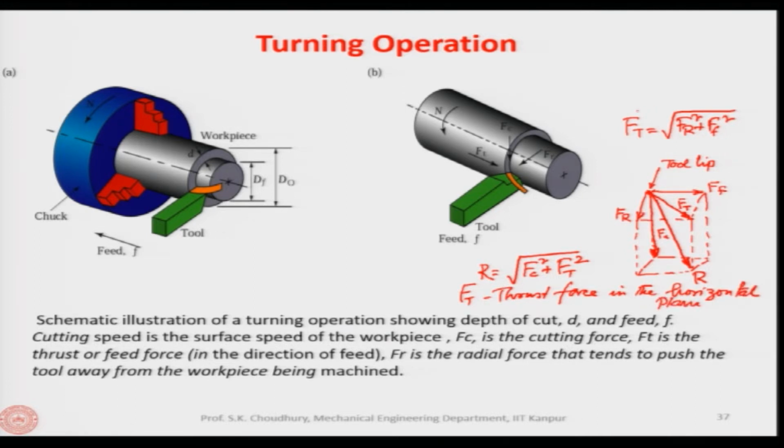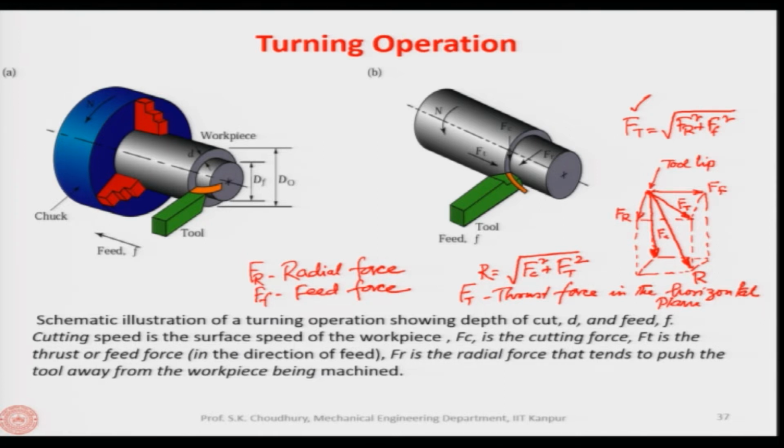Thrust force is given by root over F r square plus F f square. F r is the radial force and F f is the feed force. So, at the tool tip we have the radial force and the feed force, and their summation is F t, which is the thrust force, which is in the horizontal plane, as you can see.